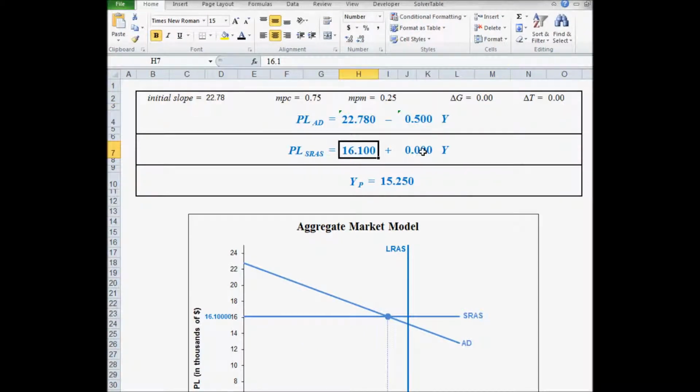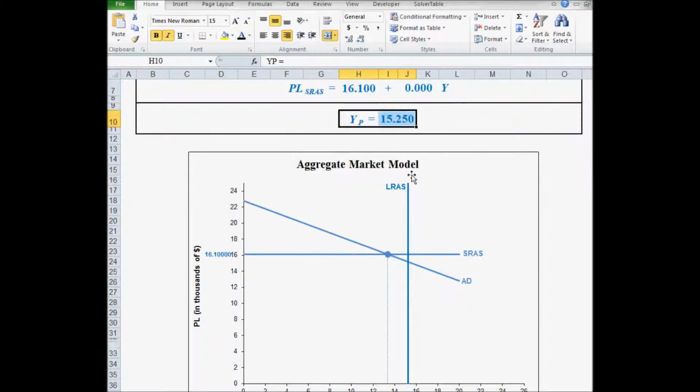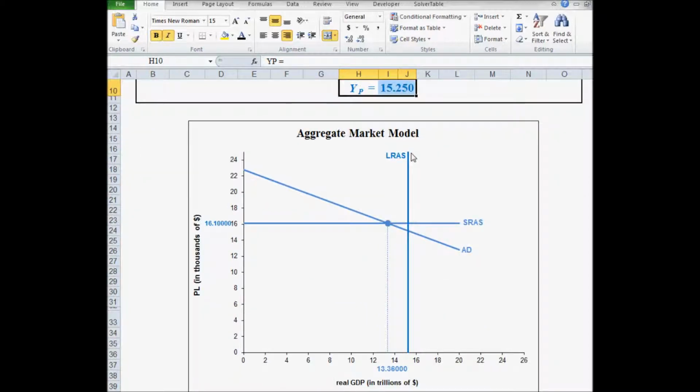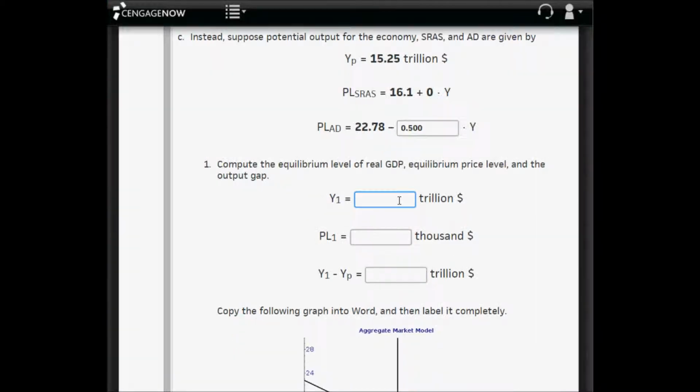So I have intercept for the short run aggregate supply equal to 16.1, slope equal to 0, aggregate demand hasn't changed, and potential output hasn't changed. Down here in the diagram, you see long run aggregate supply, short run aggregate supply, and aggregate demand. Aggregate demand and short run aggregate supply intersect at the point that corresponds to a GDP level of 13.36. I pasted 13.360 into Cengage Now.